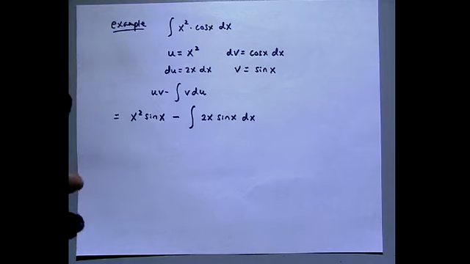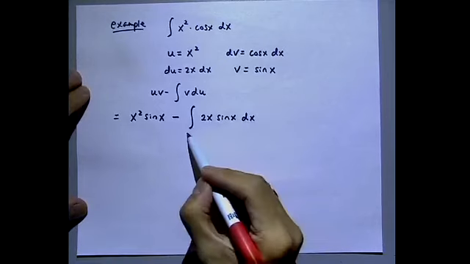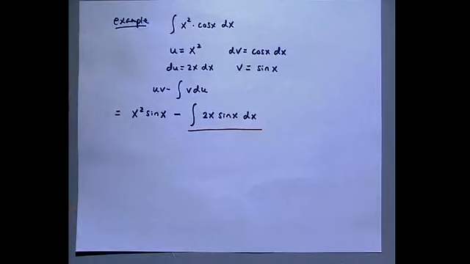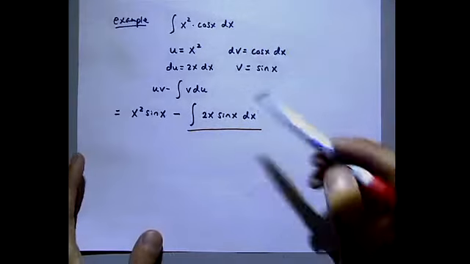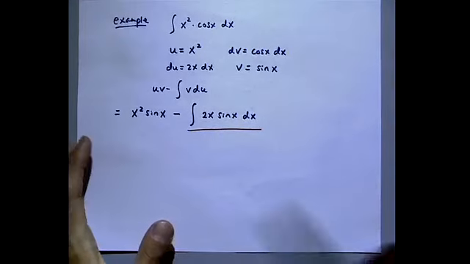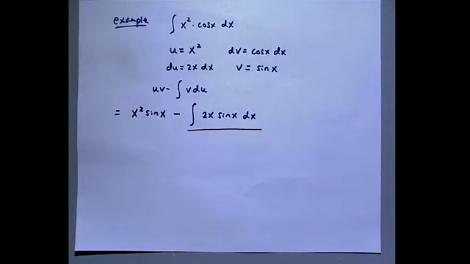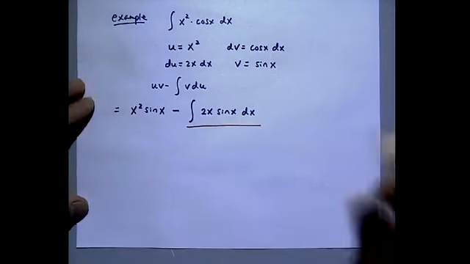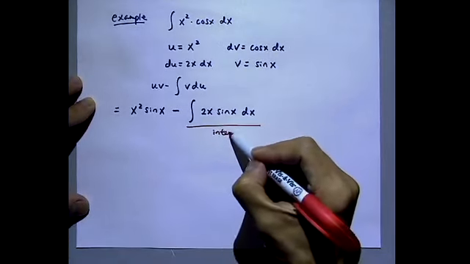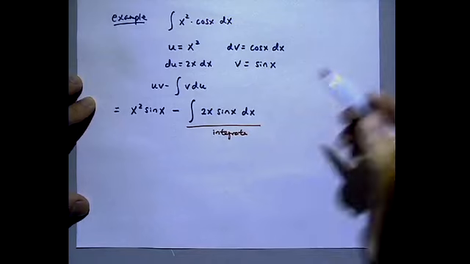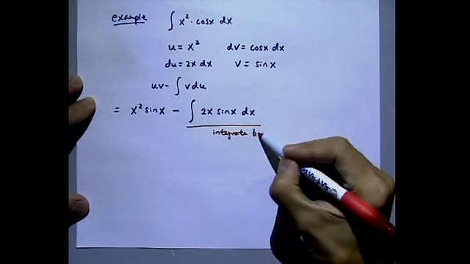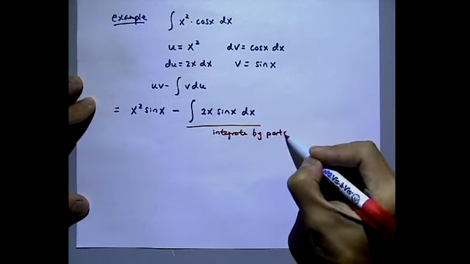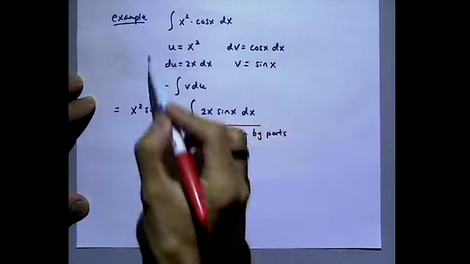Okay, now we got here, we got one last integral to do. What do you think we should do to it? Yeah, it's very similar to the last problem we did. Last time we had x times cosine of x. Here we get 2x times sine of x. This is another integration by parts. Right? Integrate by parts. So we go through another round of this stuff.